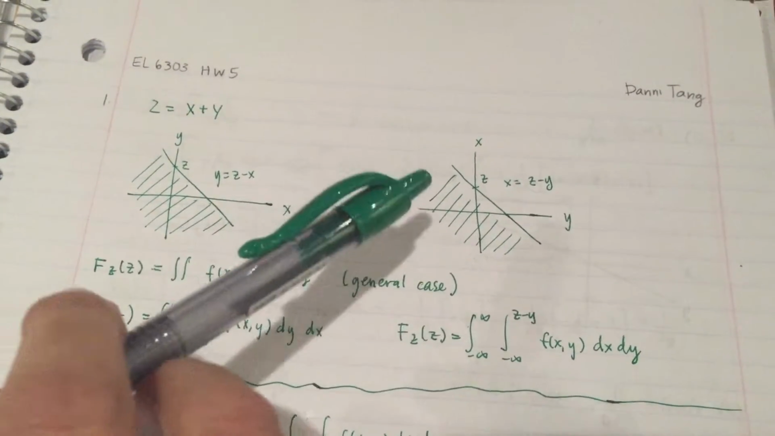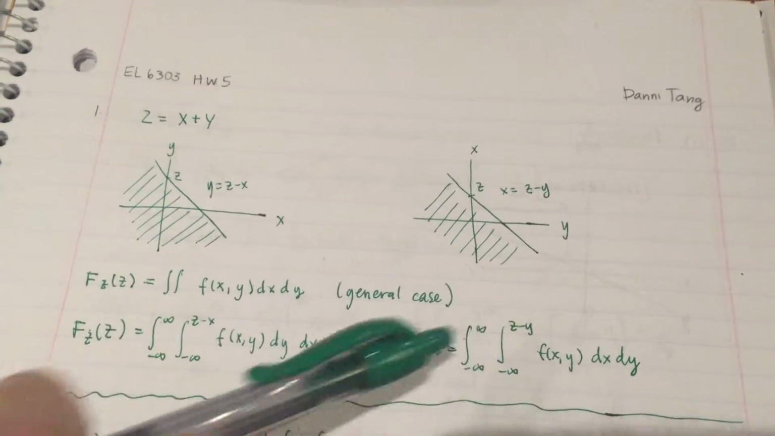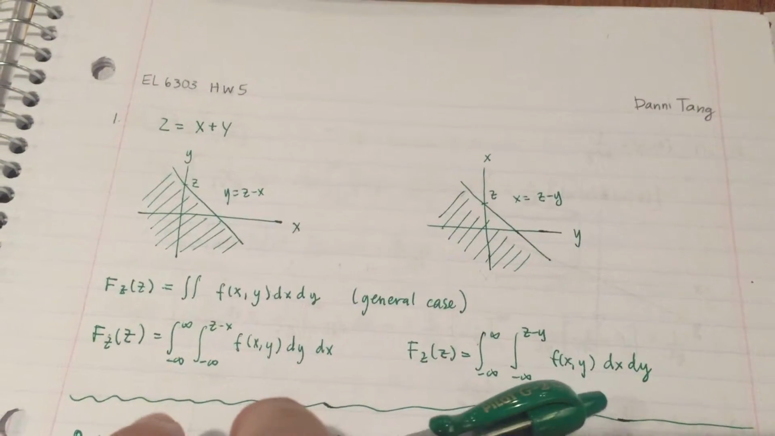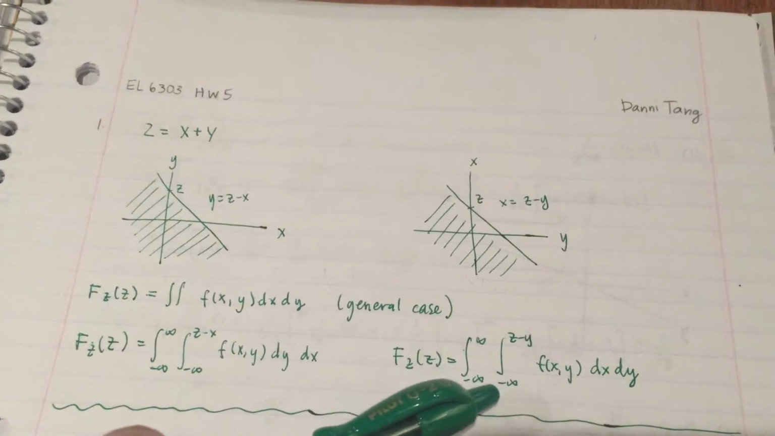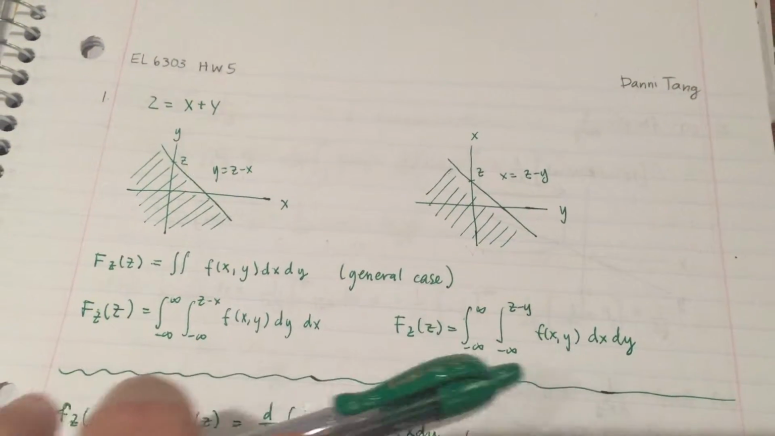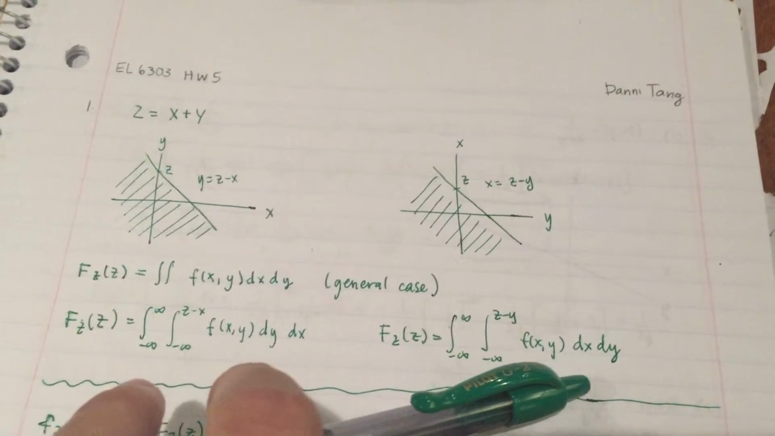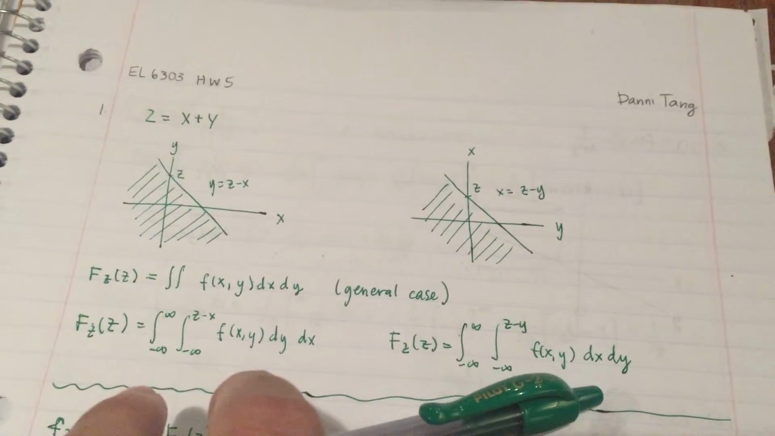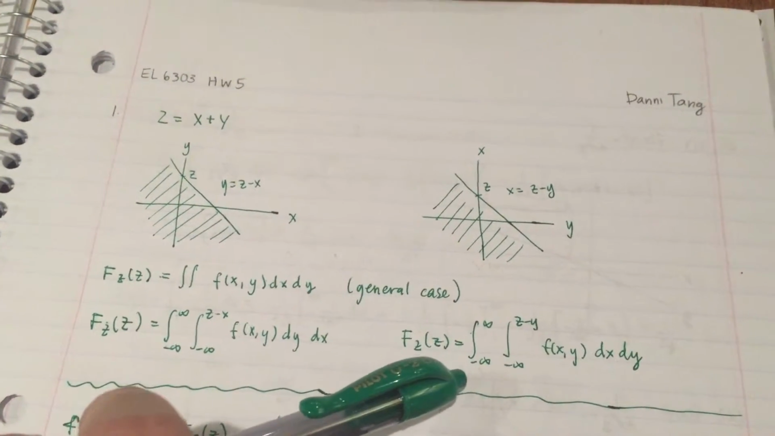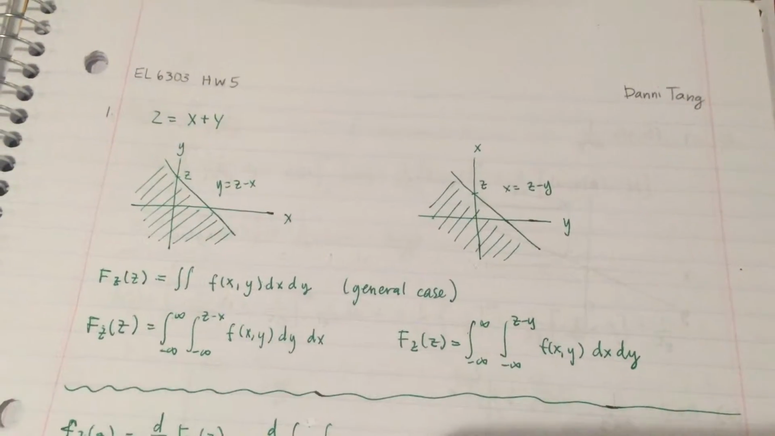But for this one, it's the same thing, except when you do the integration with respect to dx first, you write negative infinity to z minus y, and then when you do the second integration with respect to dy, your limits are from negative infinity to infinity.